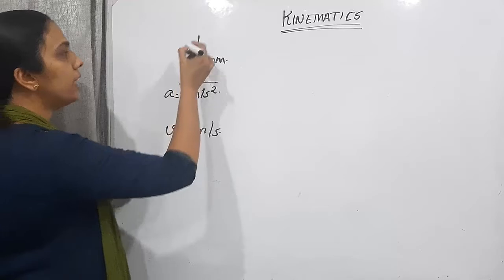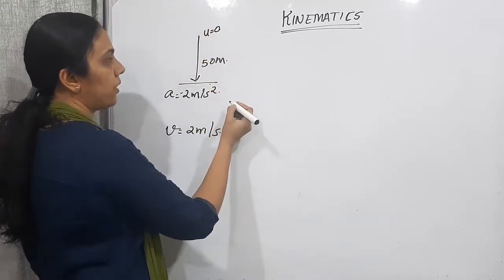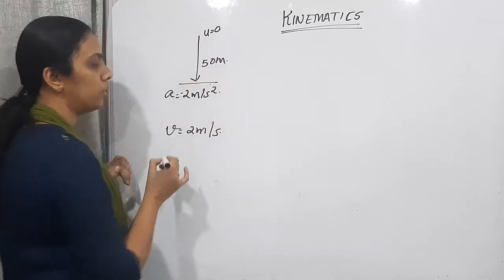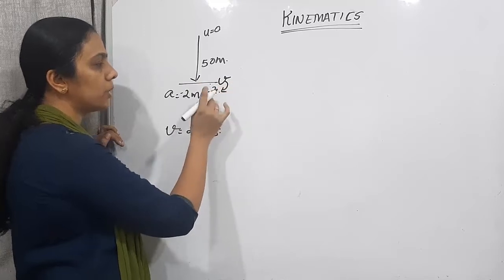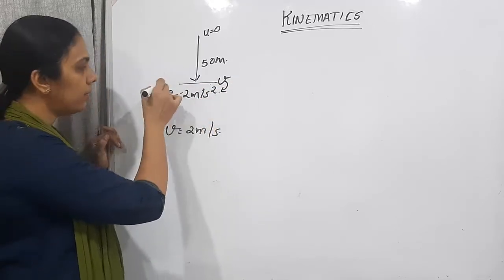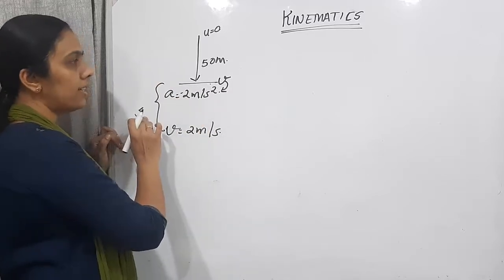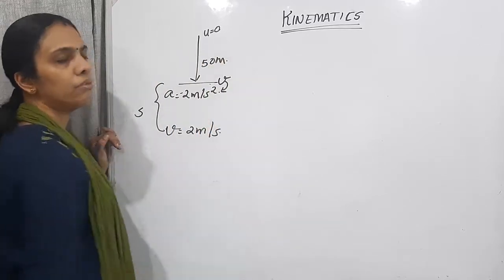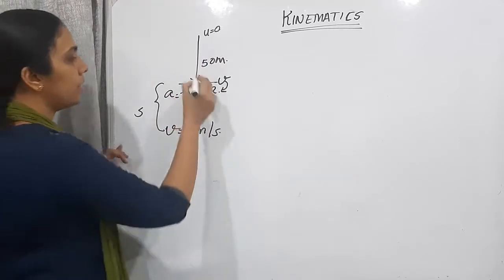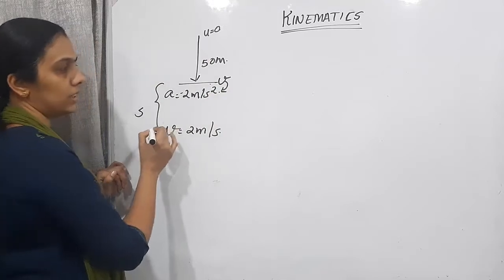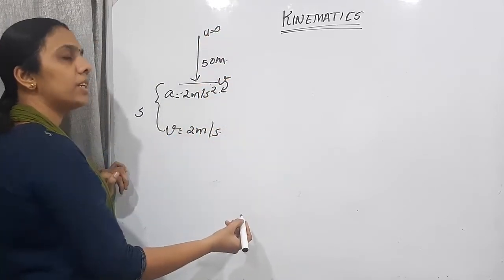Initially, when he is starting, the initial velocity is 0, and the distance is 50 meters. The final velocity at this position will be the initial velocity for the next portion. Then we need to find this distance, add it to 50 meters and find the total height. For that we require the initial velocity, so we need the final velocity from the first portion.